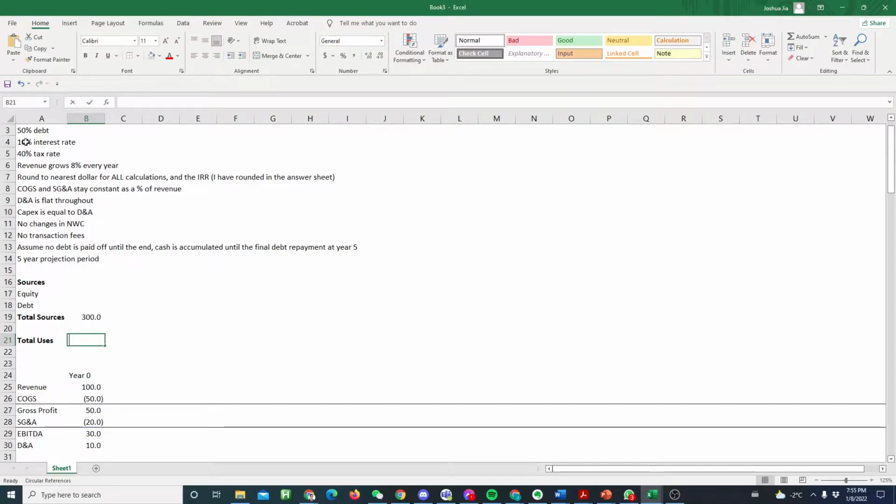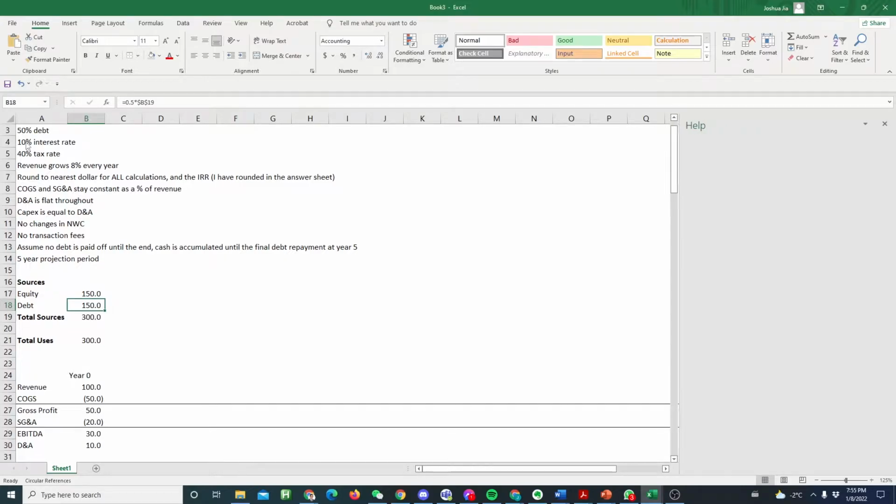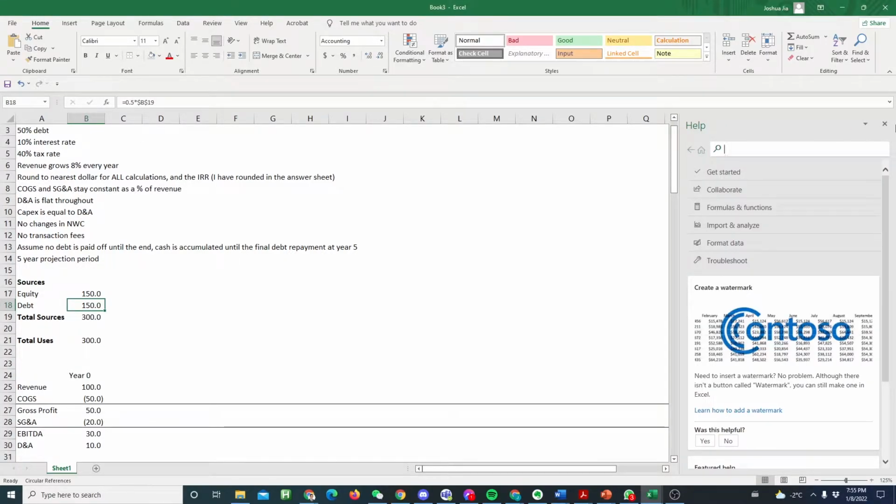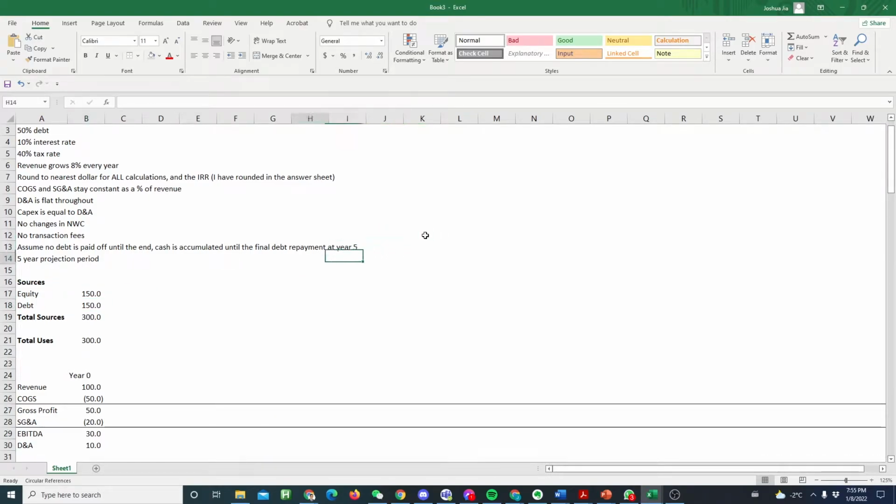And of course, uses is going to be the same thing. And we'll have equity and debt here. So it's going to be just 0.5 times the total amounts because it's 50% financed by equity and debt. All right, so we'll call this year zero, year one, and we'll have the future years out here.